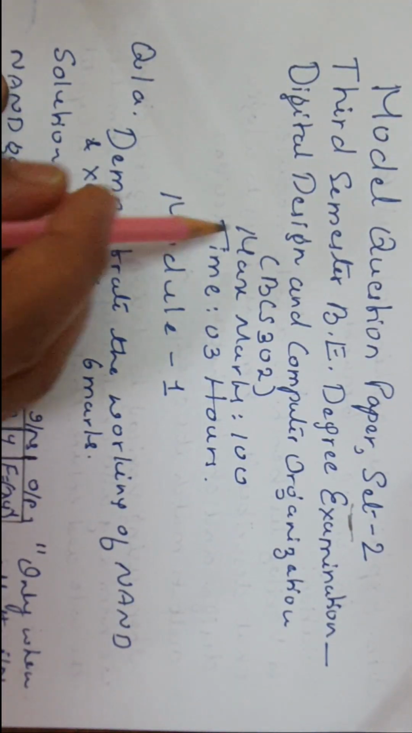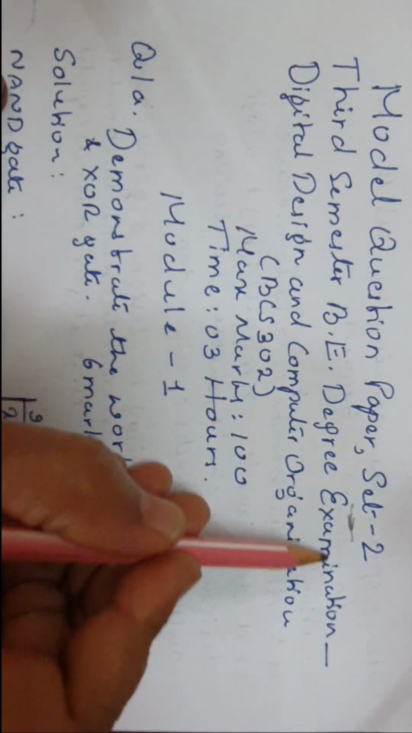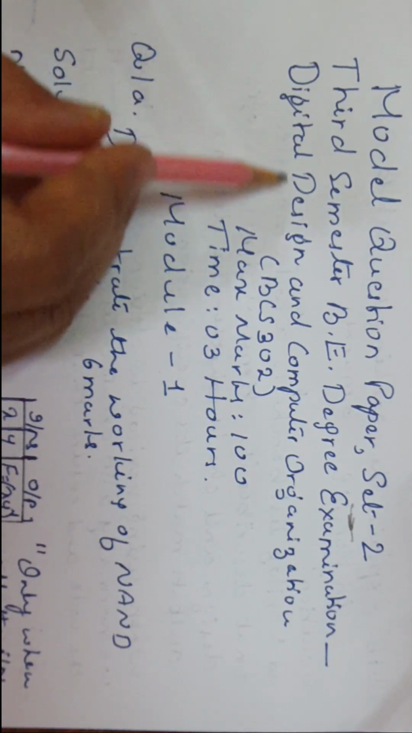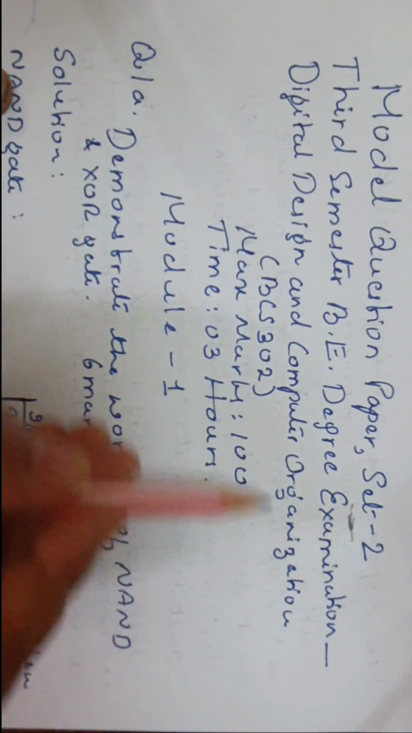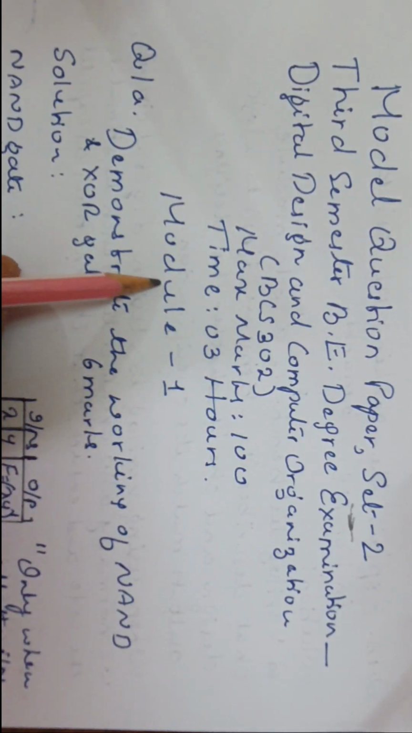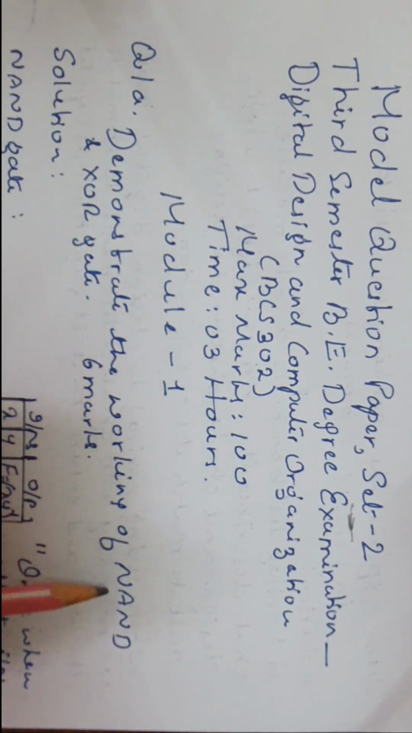Today we shall discuss model question paper Set-2, third semester BE degree examination question paper and its solution of the subject Digital Design and Computer Organization with the subject code BCS302. In that first module, question number 1A: demonstrate the working of NAND and XOR gate for 6 marks.